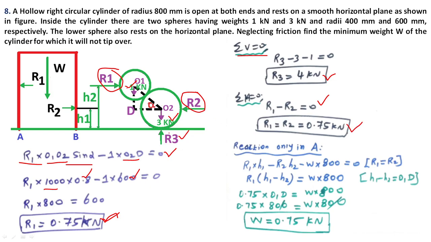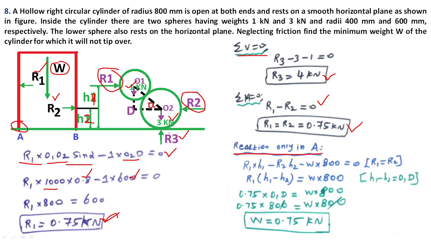So the R1, R2, R3 values are now known. Now we want to find W, the weight of the cylinder. Since only R1 and R2 are reactions at point A, we take the moment about point A. This is H1, and this is H2. So the moment about point A.